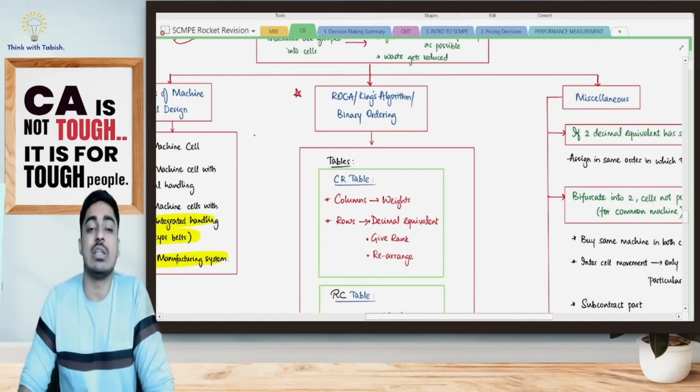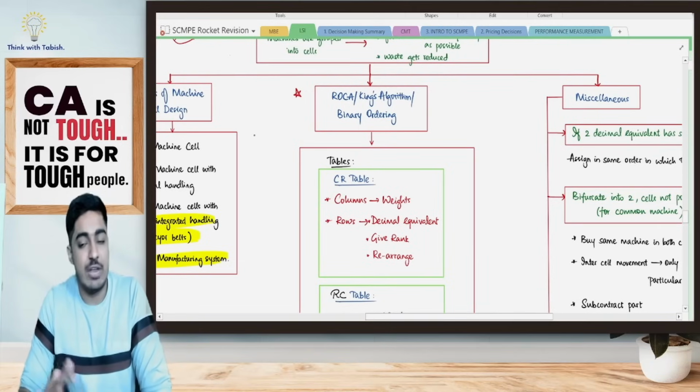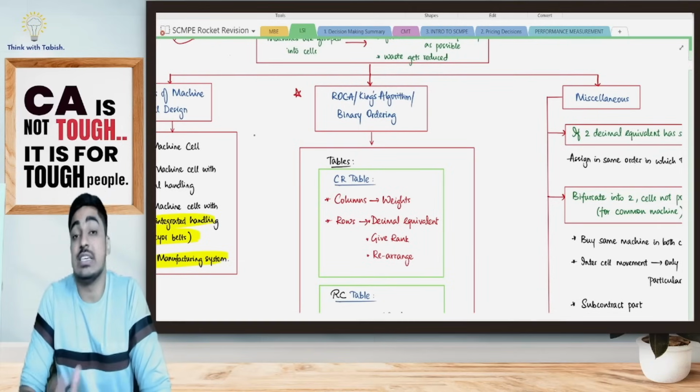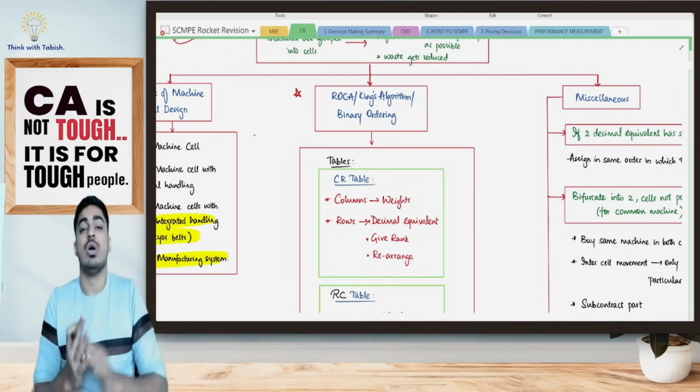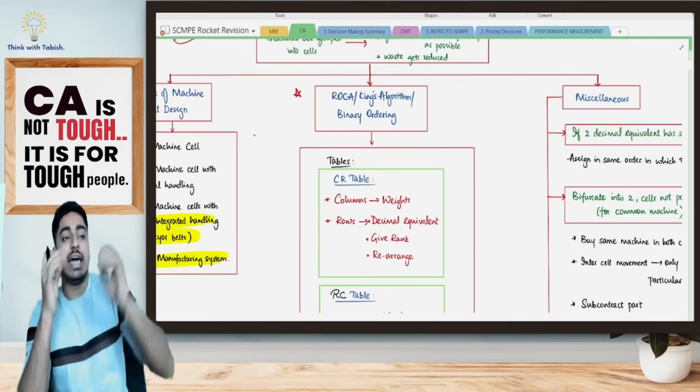Yes, now comes one of the most important topics, which is rank ordering clustering algorithm, which is also called King's algorithm, which is also called binary ordering. Now, a detailed video explaining what it is is uploaded on YouTube. Here I'm just giving you a quick revision on the assumption that you already know. Now, yes, data will be given in the question. I need to start solving.